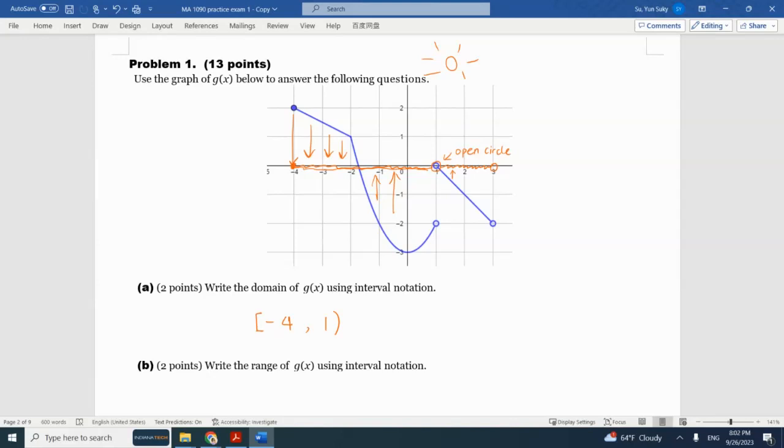So we use parentheses. Union 1, 2, go. You see we arrive at 3, and we do not include the endpoint, so we put parentheses. So this is the domain. So far so good, everybody?